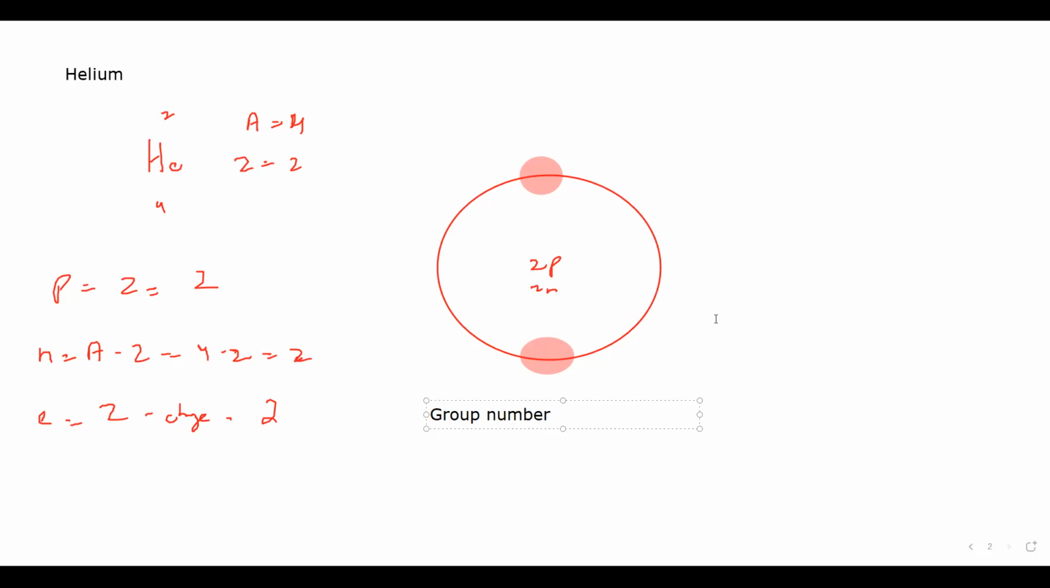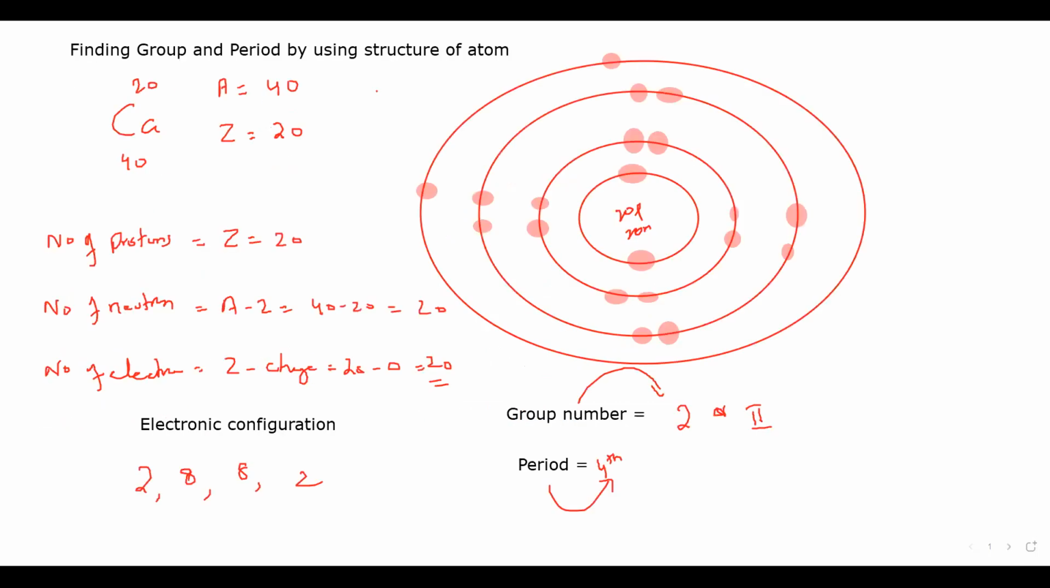How do I work out the group number? Group number represents the number of electrons in the last shell. So how many electrons are there in the last shell? This is the first electron in the last shell and this is the second electron in the last shell. So how many electrons in the last shell, that represents the group number. As there are only 2 electrons in the last shell, that's why it is group 2.